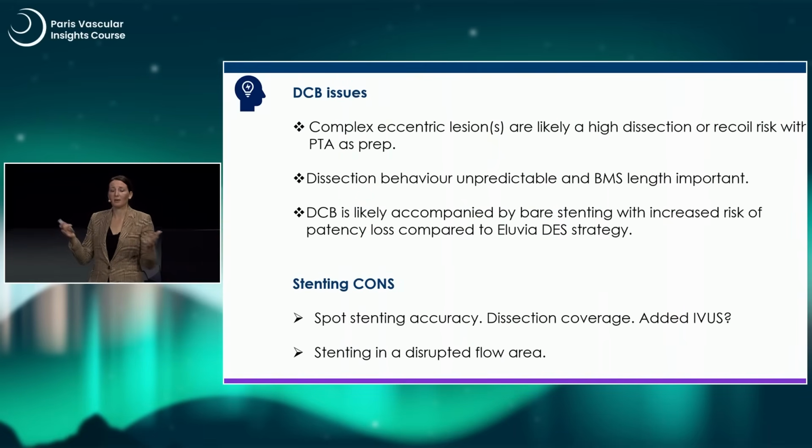So maybe Gilles is right. Maybe here, with the high dissection recoil risk, even if I use IVL, it might not work. Maybe a DCB is not going to perform that well if I just use that. What do you think?